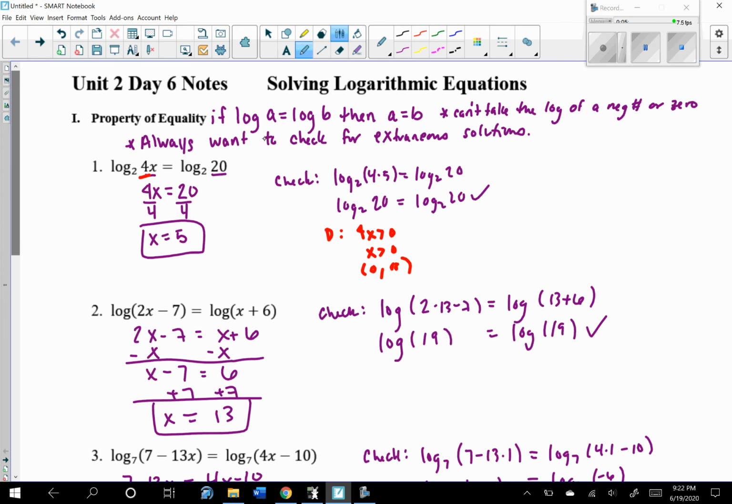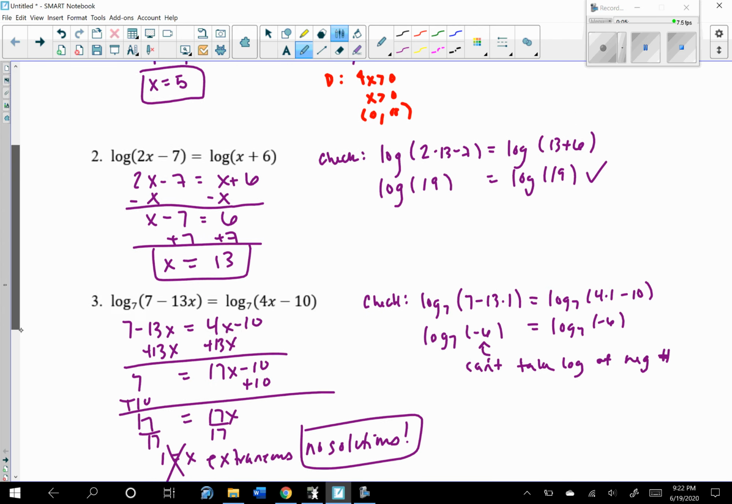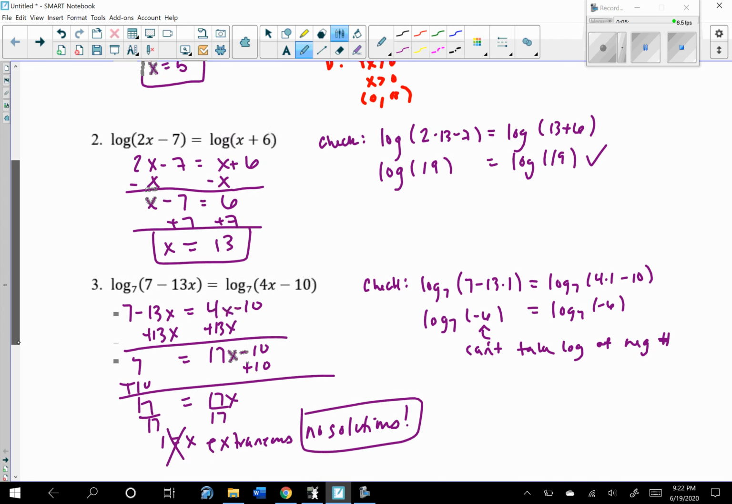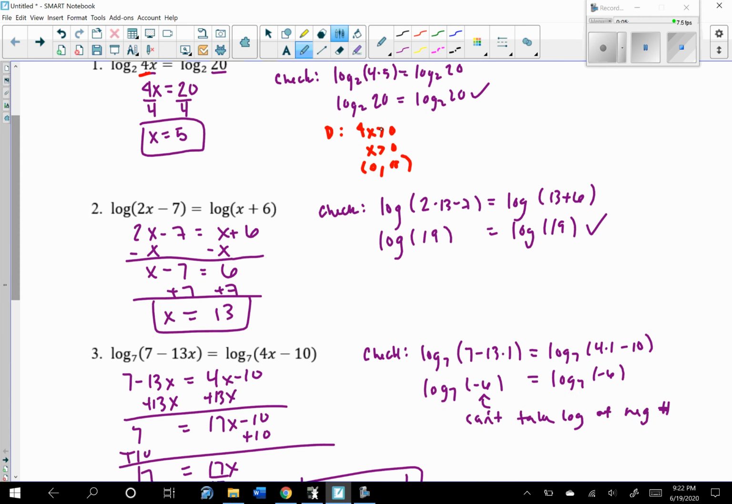Same thing down here. We want to look at both sides because both sides have the variable x in them for question 2. So here we would take 2x minus 7 has to be greater than 0. So 2x has to be greater than 7. So x has to be greater than 7 halves. And over here, x plus 6 has to be greater than 0. So x has to be greater than negative 6. And so when you have 2, you want to always take the larger value that you have.